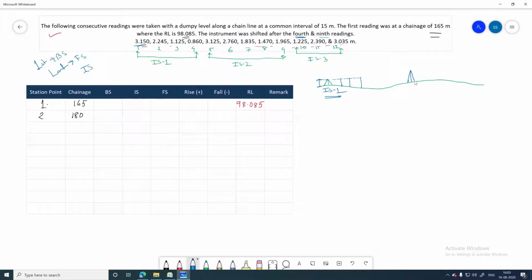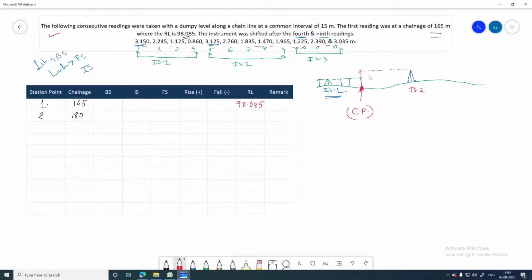Now what will be the backside reading? This is the first reading taken from instrument station 2, so it will be the backside reading. At this particular point we have taken the foresight reading with respect to instrument station 1 as well as the backside reading with respect to instrument station 2. So this point is termed as the change point, right? You already know, in the previous problem I already told you.